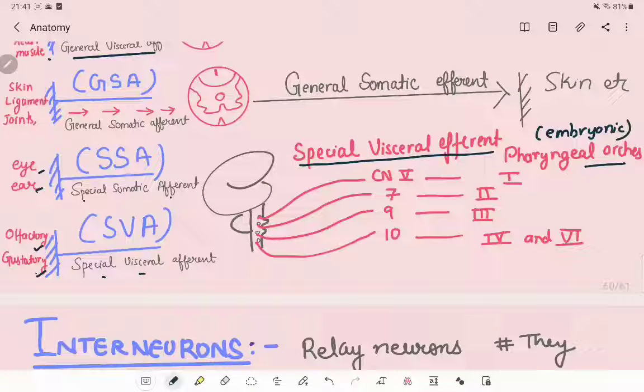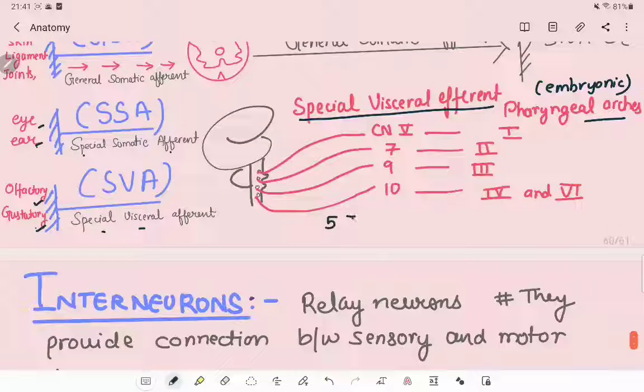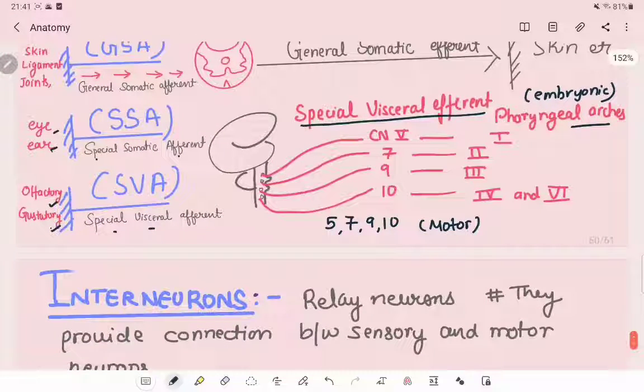You know, there are five pharyngeal arches. The cranial nerves 5, 7, 9, and 10 do this function, because they are motor. Cranial nerve 5 supplies the first pharyngeal arch, 7 supplies the second pharyngeal arch, 9 supplies the third pharyngeal arch, and 10 supplies the fourth and the sixth pharyngeal arch. As we know, there is no fifth pharyngeal arch. There are first, second, third, fourth, and then sixth pharyngeal arch. We know this from embryology.